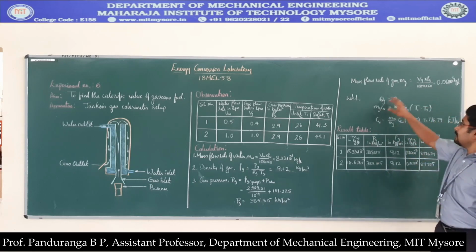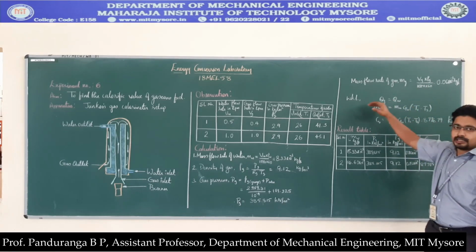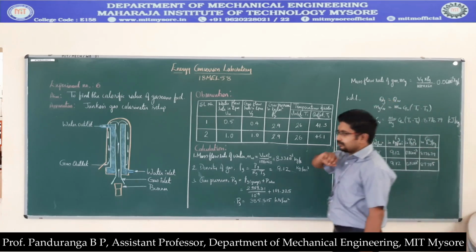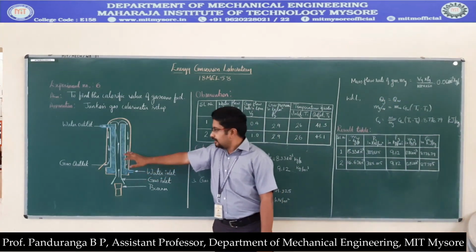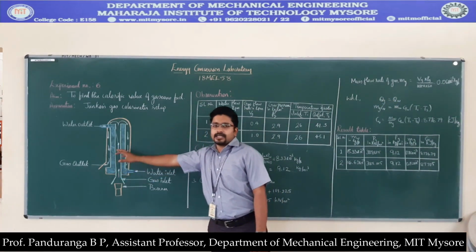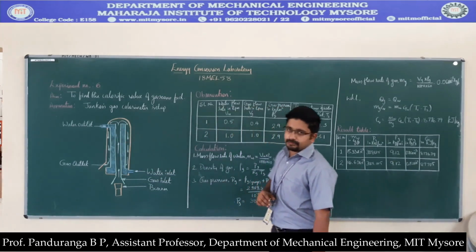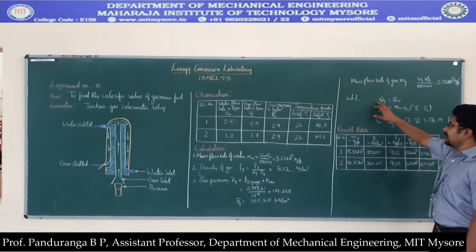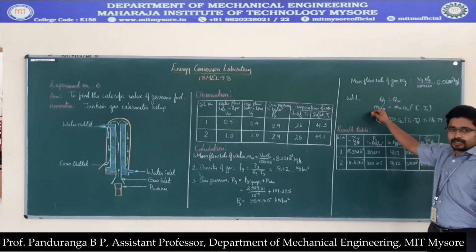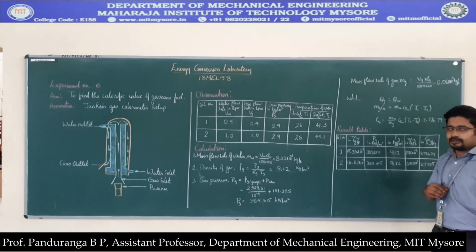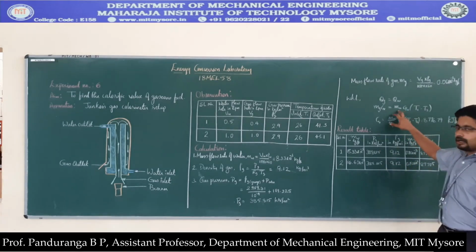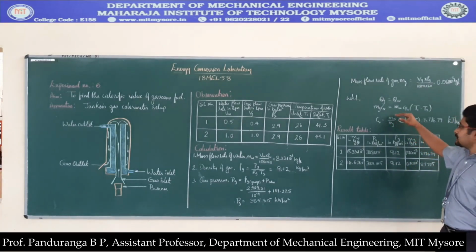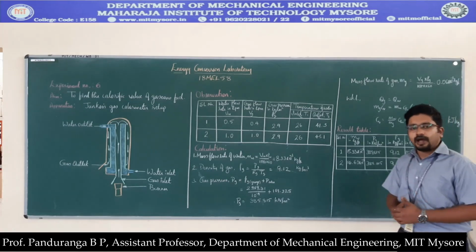Now that is the assumption which we have made in this case. Whatever the energy released by the gas is completely absorbed by water. So Qg is equal to Qw. Qg can be written as mass flow rate of gas multiplied by the calorific value, which is equal to, in the case of water, mass flow rate of water into specific heat of water multiplied by the change in temperature between the inlet and outlet.